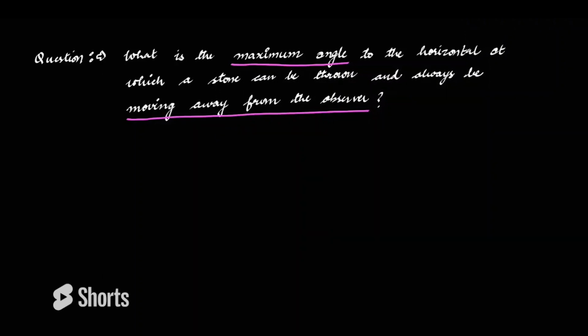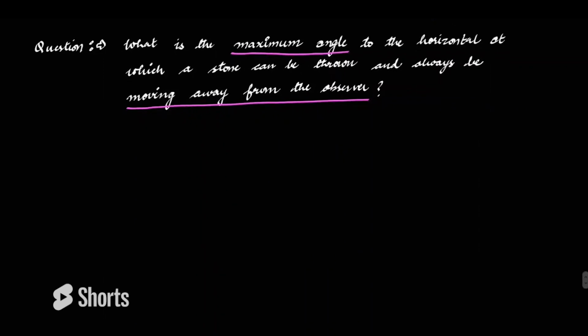So today again, I have a very interesting question which says, what is the maximum angle to the horizontal at which a stone can be thrown and always be moving away from the observer? Now to understand this question, please pause this video and try to attempt it on your own. And I know you will be tempted to solve it using calculus, but there is an interesting method as well. So I'll be talking about that. But before I talk about that interesting method, let me take you through a quadratic equation application in physics, which will be utilized in this particular question.